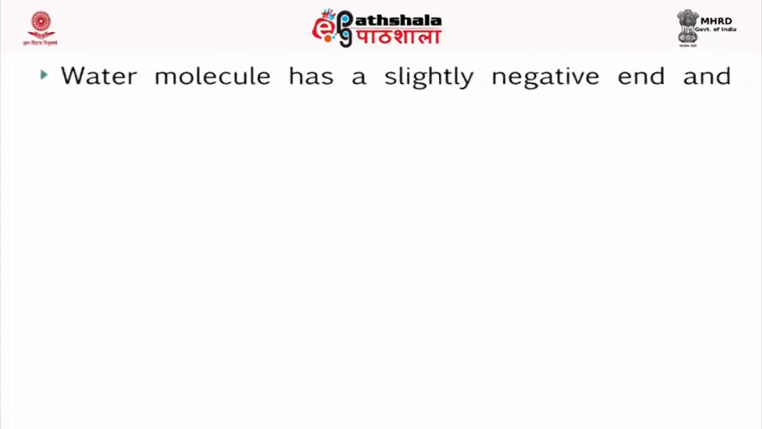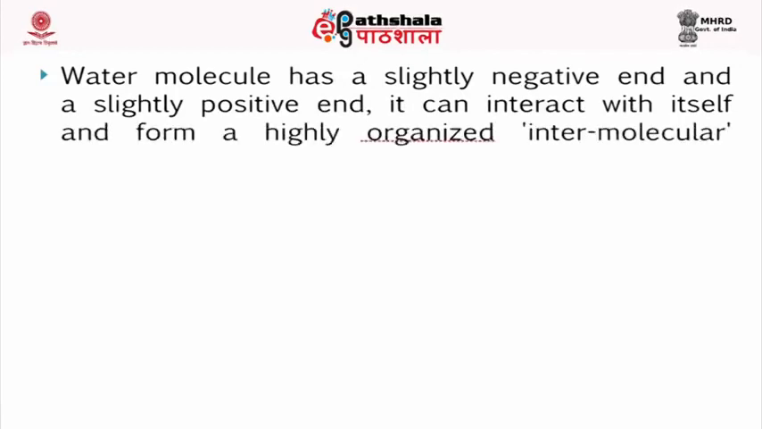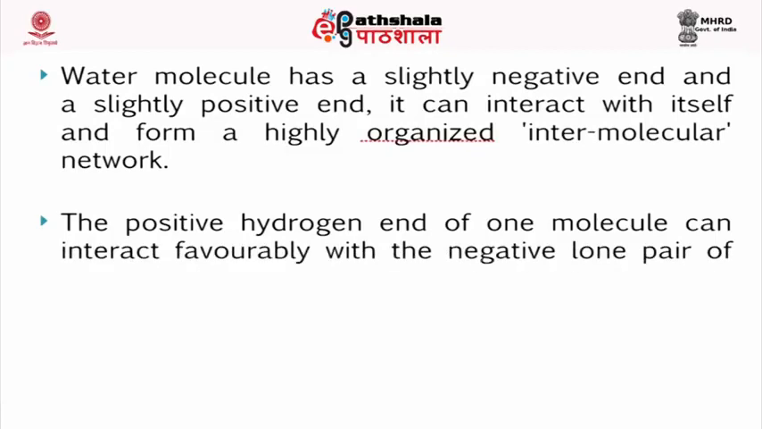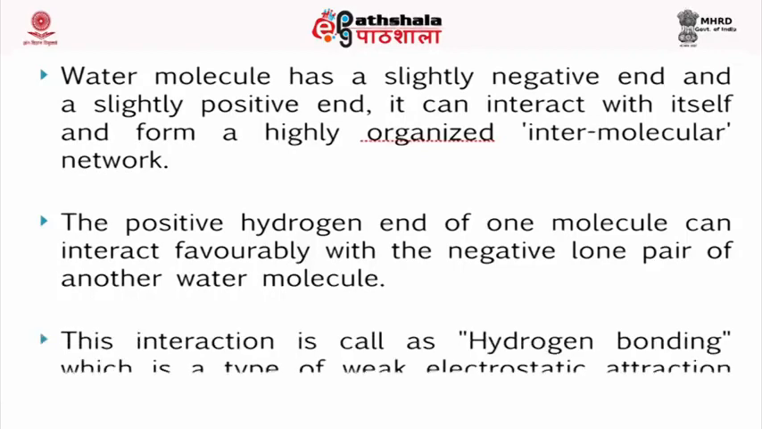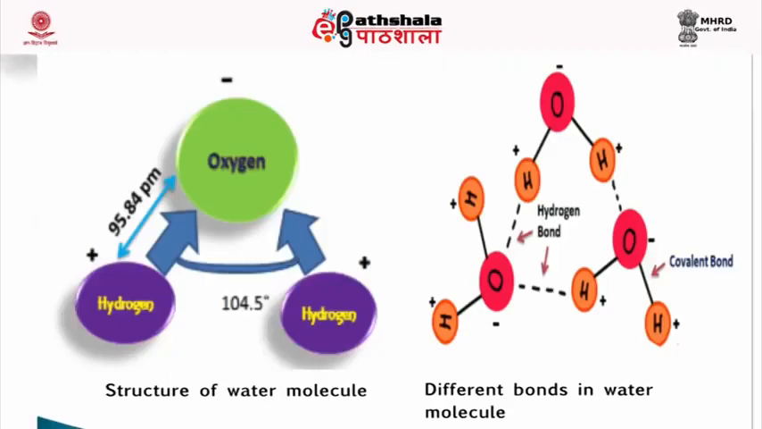Water molecule has a slightly negative end and a slightly positive end. It can interact with itself and forms a highly organized intermolecular network. The positive hydrogen end of one molecule can interact favorably with the negative lone pair of another water molecule. This interaction is called hydrogen bonding, which is a type of weak electrostatic attraction. This is the structure of water molecule showing the negative and positive charge on the water molecule, and on the right hand side it is showing the hydrogen bond and the covalent bond.